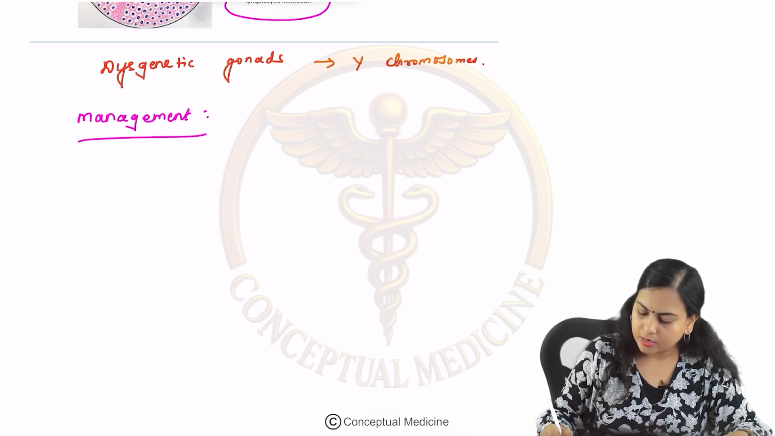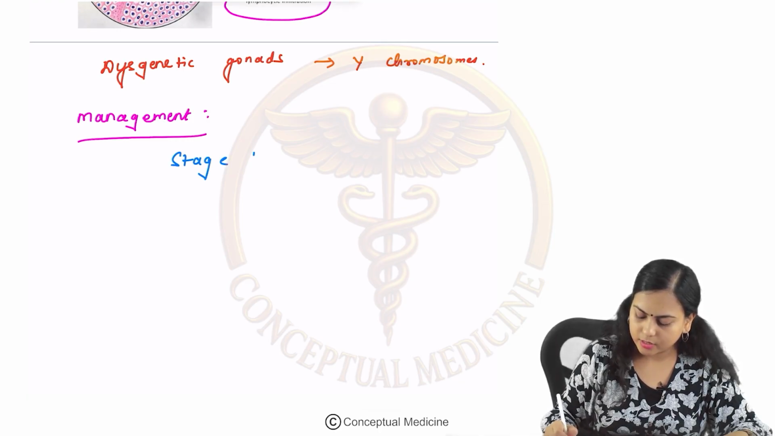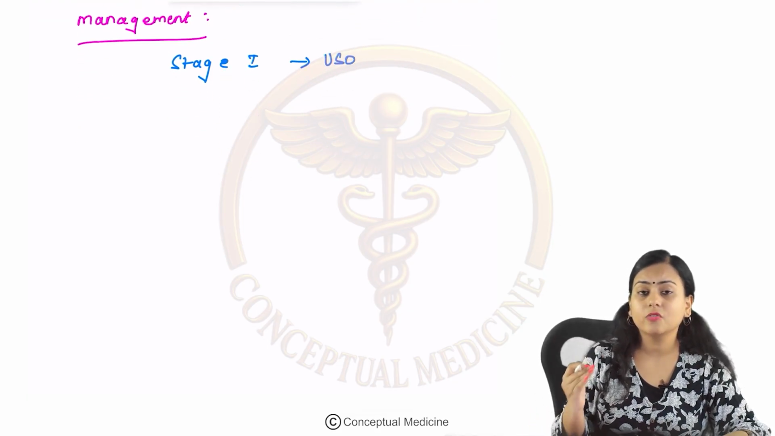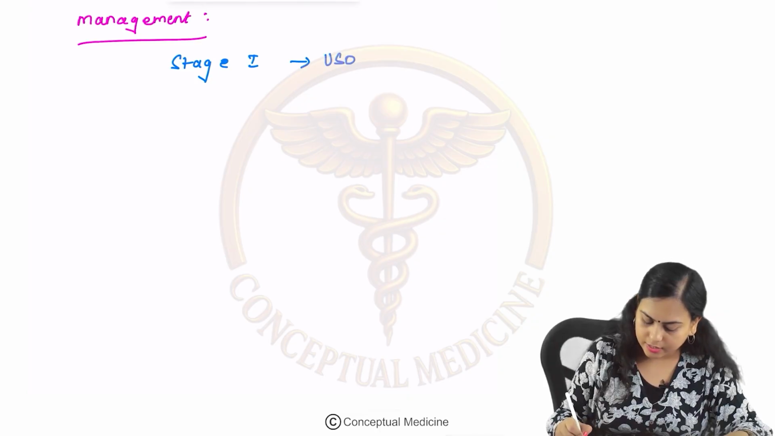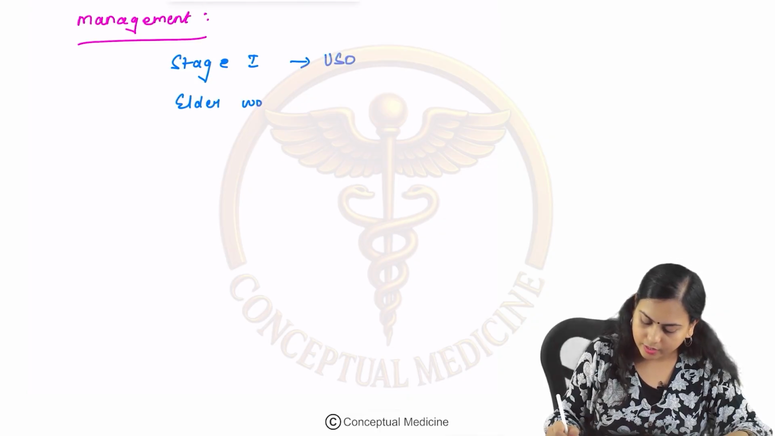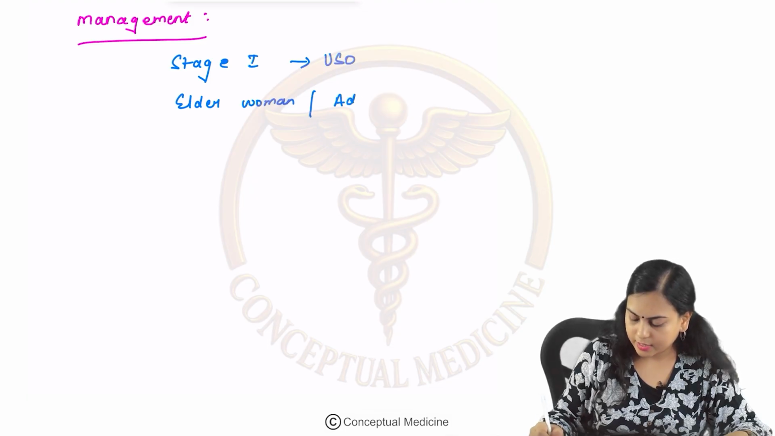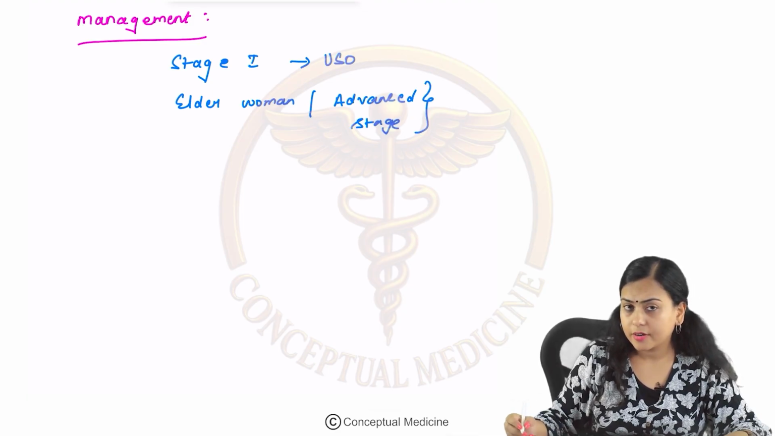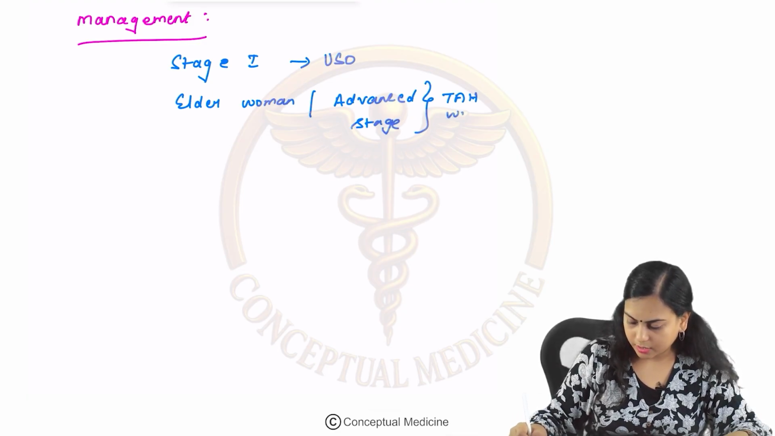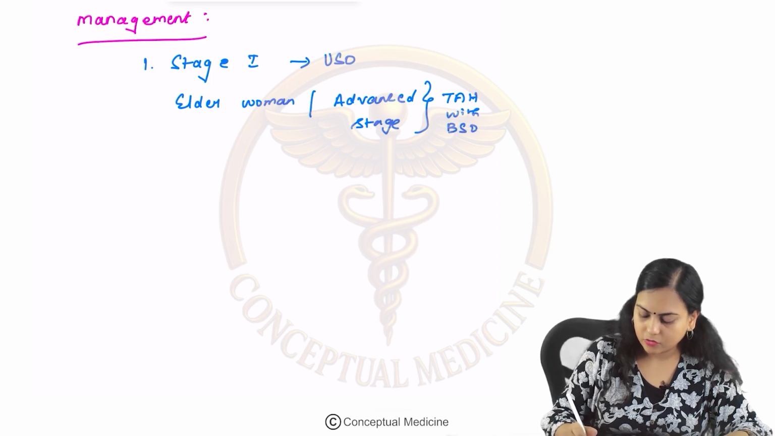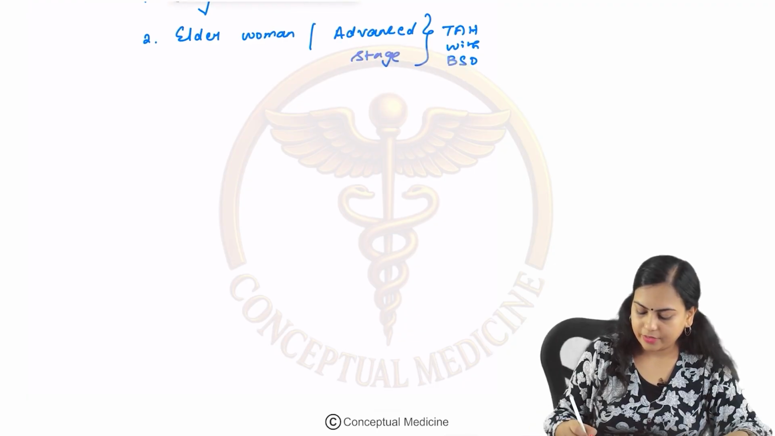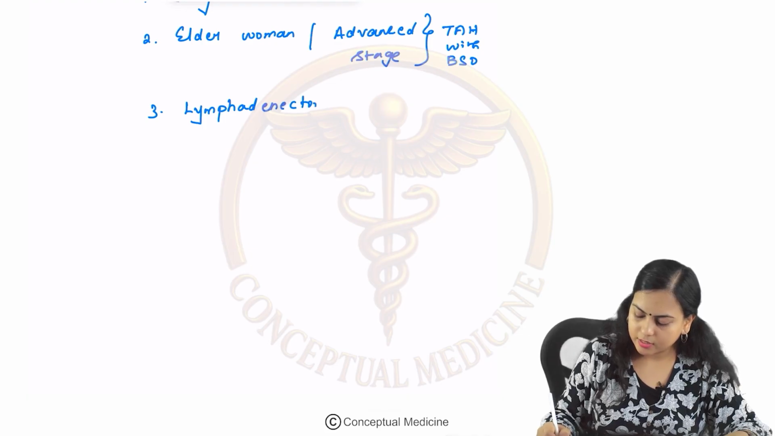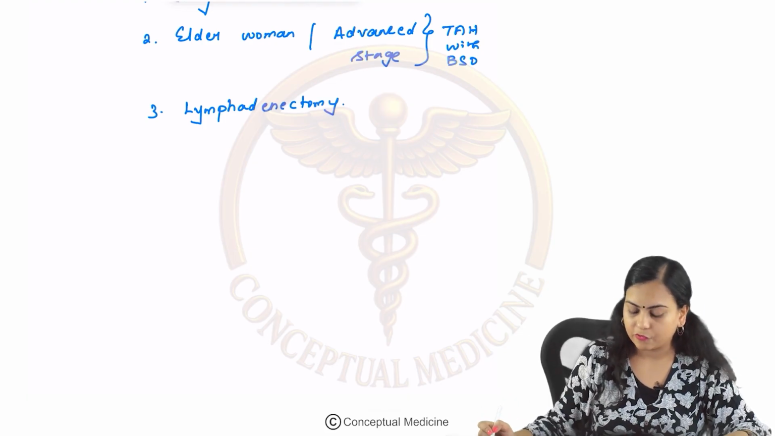Management in stage 1 tumors usually will be done with unilateral salpingo-oophorectomy because these women need to retain their fertility, right? Then suppose she is an elder woman or it is an advanced stage of the tumor, then you will offer her total abdominal hysterectomy with bilateral salpingo-oophorectomy. Clear? Definitely we will offer lymphadenectomy if she is having any metastasis in the lymph nodes.